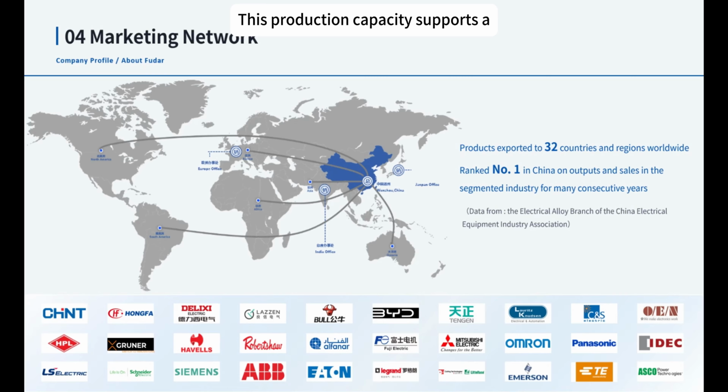This production capacity supports a growing global customer network. Today, Fudar Alloy exports its products to 32 countries and regions worldwide, with offices and local business support in Europe, India, and other key markets. We work closely with customers across the electrical industry, both in China and internationally.